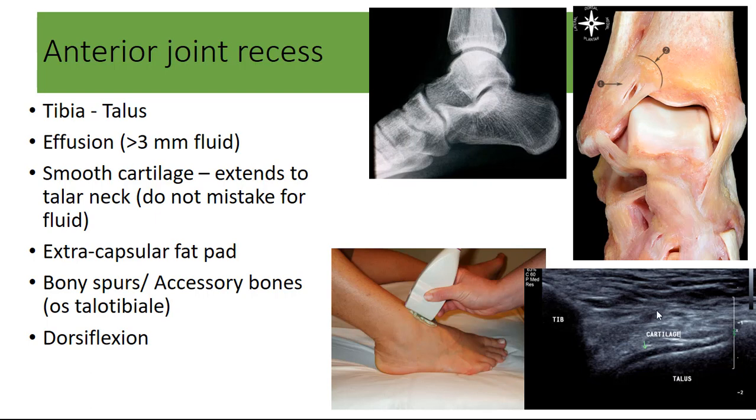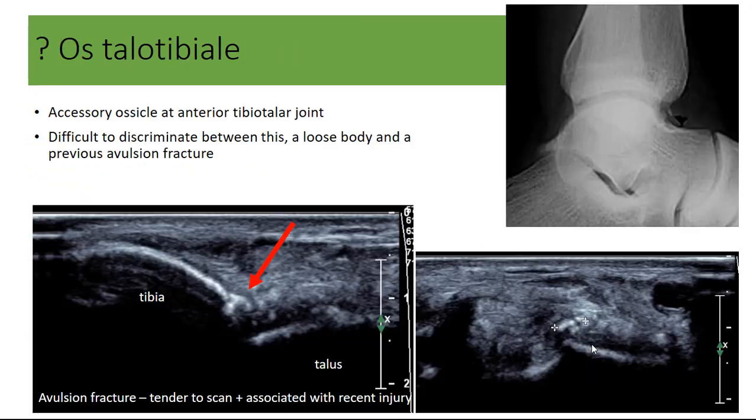We have an extracapsular fat pad that sits within this anterior joint recess, and we need to see that as a nice homogeneous structure. It can get elevated and moved out of the way when there is an effusion that sits in there. We should look at it with the foot in neutral and then dorsiflex and even plantar flex the foot to see if any fluid shows up in this area.